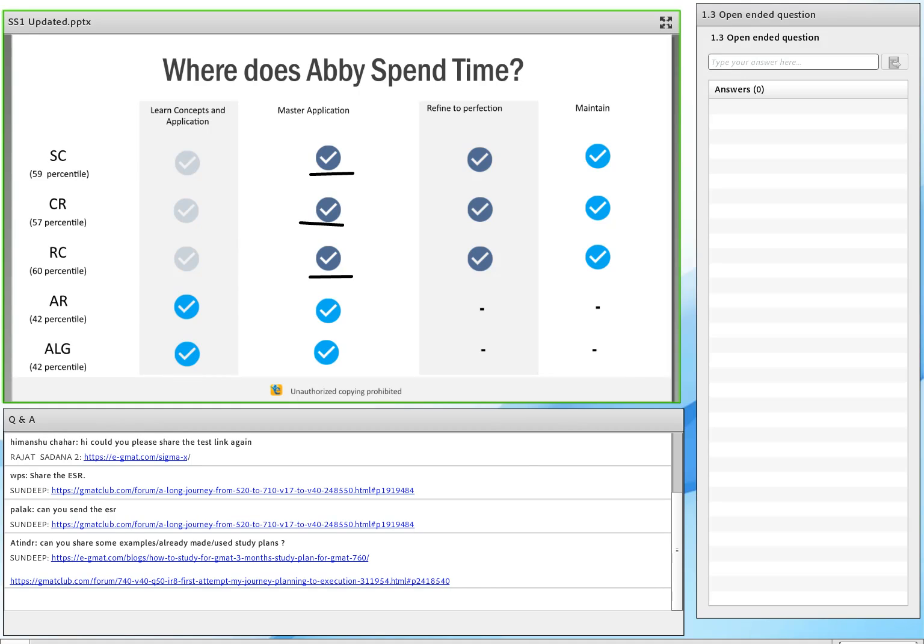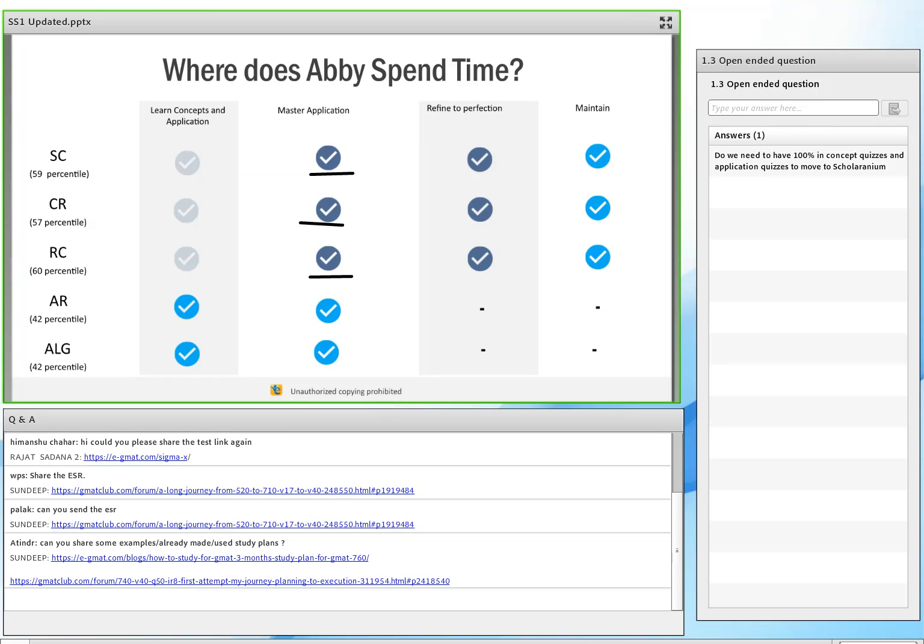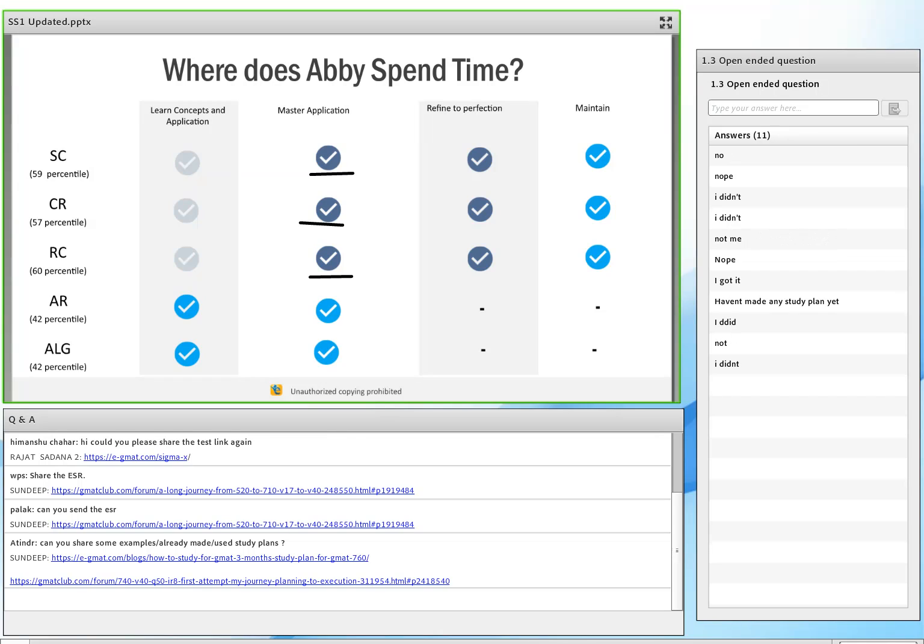Now, how many of you, when you built your study plan, got this level of clarity? If you're an e-GMAT student, the ones who ask about concept and application files, you probably are an e-GMAT student. If you are an e-GMAT student, you got this level of clarity, you are on the right path.